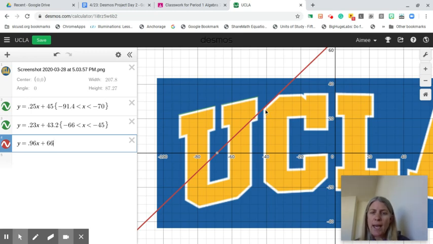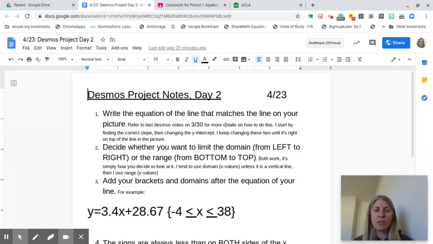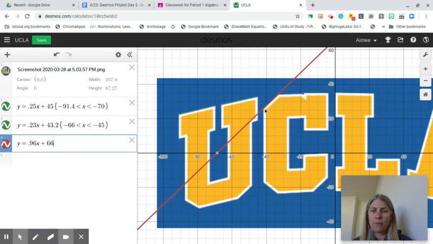And now I'm going to add my starting and my stopping. Now, as you can tell in our notes that you're going to write today, you are going to decide whether you want to limit the domain, looking at the graph from left to right, or look at the range, which is your y from bottom to top. So I prefer for most of my lines to go from left to right, looking at the x-axis.